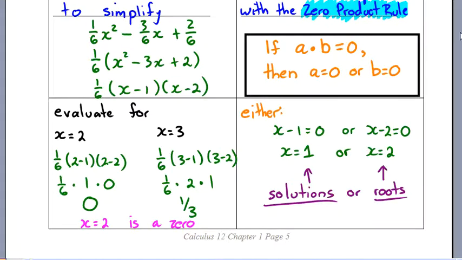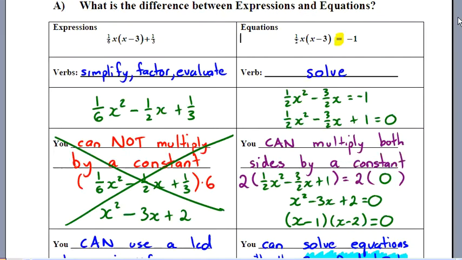So kind of looking at the whole picture here, let me just back up again. Expressions, we don't solve them. They're not equal to anything. We can simplify, factor, or evaluate them, but not by multiplying by a constant to get rid of fractions. You are stuck with those fractions. Whereas for equations, you don't have to tolerate looking at fractions. You can go ahead and multiply by a constant, the least common denominator, to clean them up.